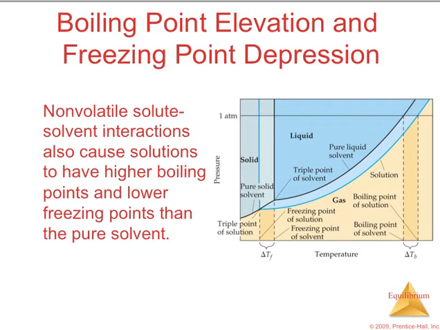Okay, let's take a moment and look at boiling point elevation and freezing point depression. Non-volatile solute-solvent interactions cause the solutions to have a higher boiling point. And remember, the definition of boiling point is when the vapor pressure of a substance is equal to the atmospheric pressure. If the solution has a lower vapor pressure, then it's going to take a higher temperature for that vapor pressure to be equal to the atmospheric pressure. So you will see a higher boiling point for a solution than you will have for a pure substance.